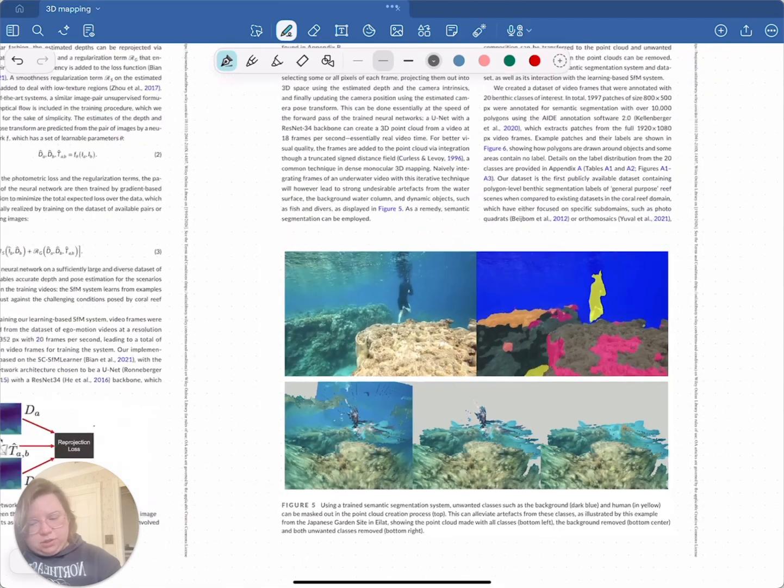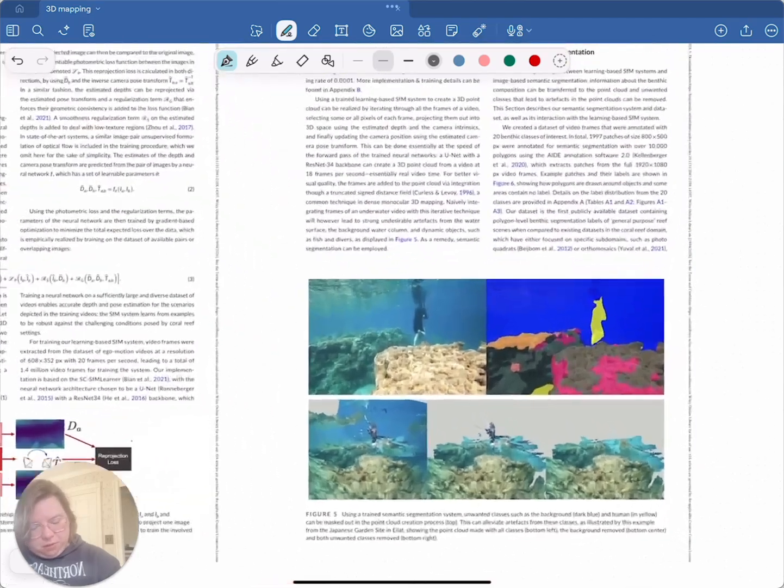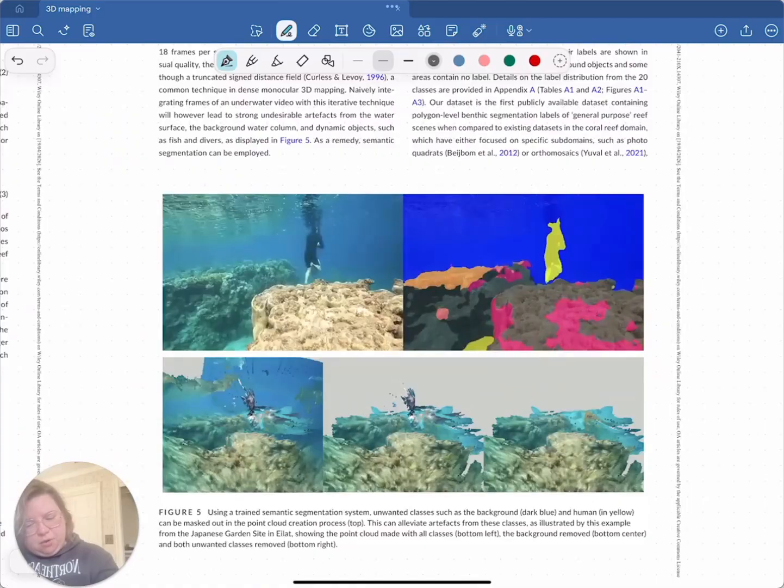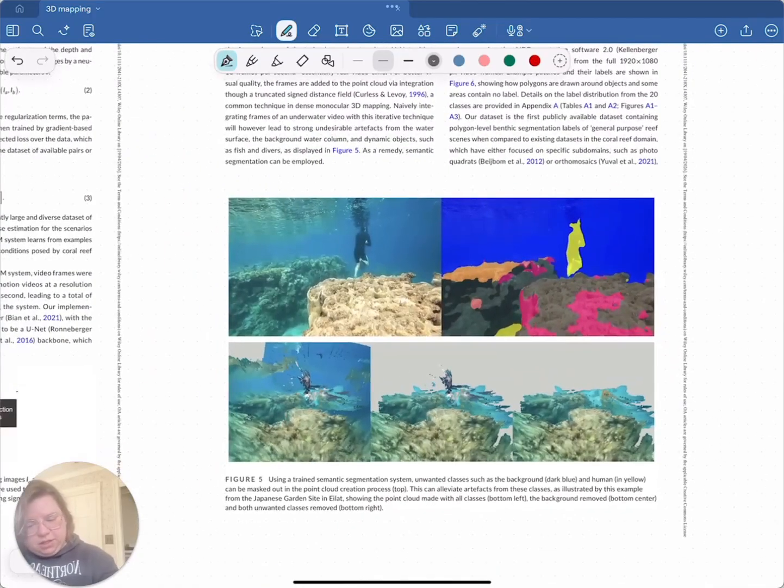One of the last interesting points I thought was really fun was they have a way of segmenting out people and fish to help clean up their 3D image afterwards, as well as the sea. So this is an example here where they really only care about the coral, so they only want this segment. It segments out that deep sea here and that human, and then those are both masked out in the final.